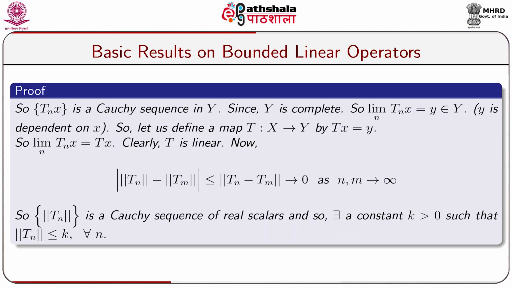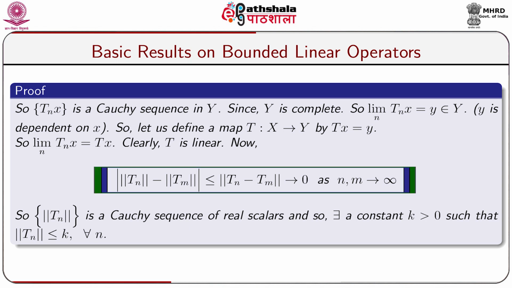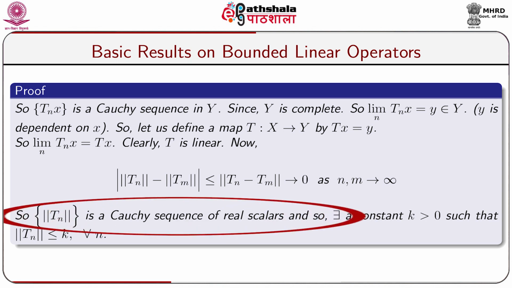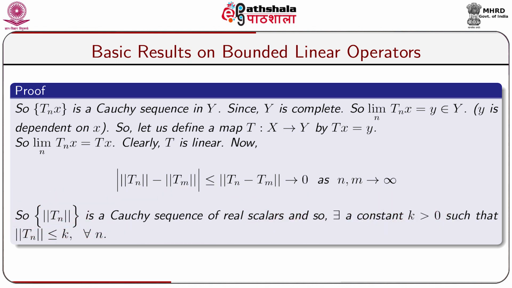So, Tnx is a Cauchy sequence in capital Y. Since capital Y is complete, limit of Tnx as n tends to infinity is equal to y belonging to capital Y, where y is dependent on x. So, let us define a map T from X to Y by Tx is equal to y. So, limit of Tnx is equal to Tx. Clearly, T is linear. Now, modulus of norm of Tn minus norm of Tm is less or equals to norm of Tn minus Tm, which tends to 0 as n, m tend to infinity. So, norm of Tn is a Cauchy sequence of real scalars. So, there exists a constant k greater than 0 such that norm of Tn is less or equals to k for all n.